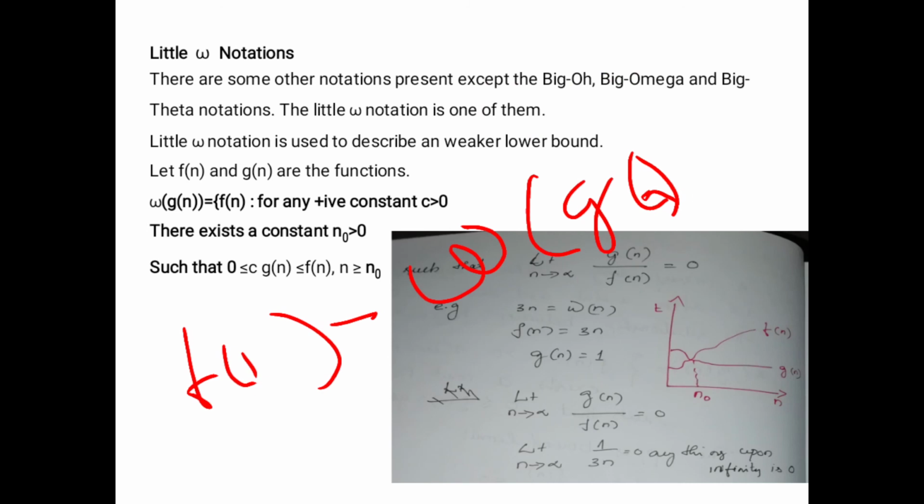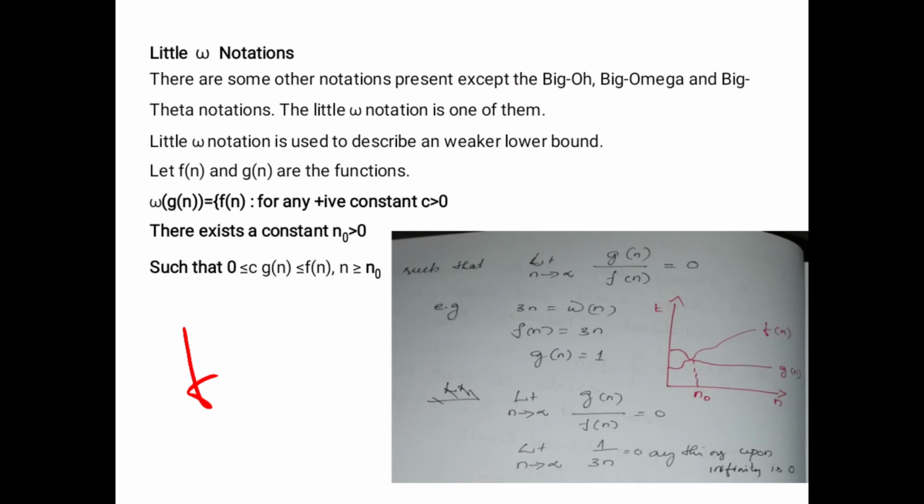Then, to satisfy the condition, what is the criteria used for little omega notation? 0 is less than or equal to c g of n is less than or equal to f of n. That is the condition, just the reverse of little o notation, where g of n is less than or equal to f of n. As usual, all asymptotic notations use the same concept, that n is greater than or equal to n naught. All five asymptotic notations are described here.